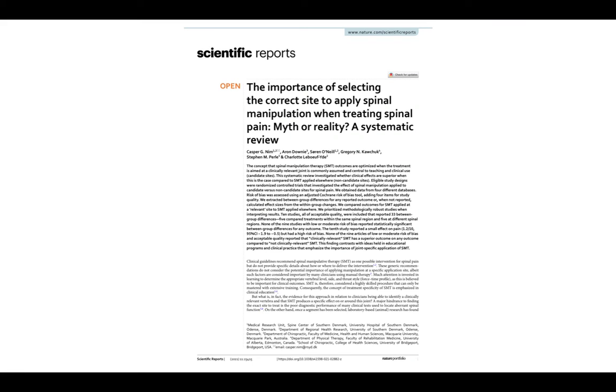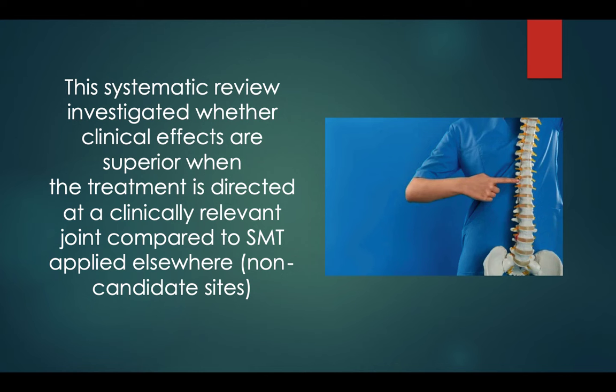The title is The Importance of Selecting the Correct Site to Apply Spinal Manipulation When Treating Spinal Pain, Myth or Reality? A Systematic Review. This systematic review investigated whether clinical effects are superior when the treatment is directed at a clinically relevant joint compared to SMT applied elsewhere, which the researchers call a non-candidate site.